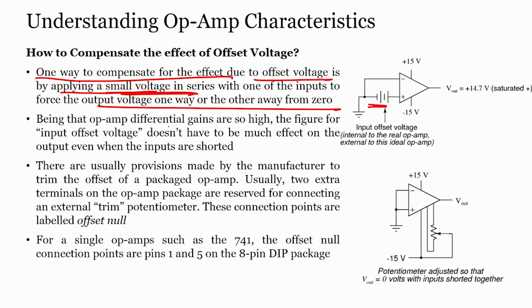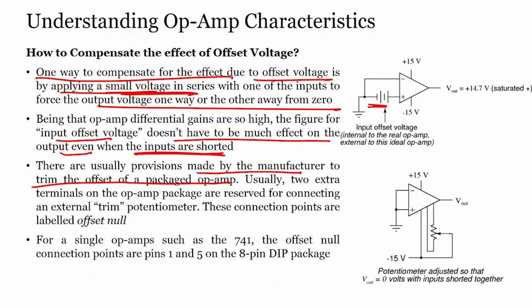Since op amp differential gains are high, the input offset voltage does not have much effect on the output even when the inputs are shorted. Since the differential gain is very high, the effect of the input offset voltage is not really going to affect our output. There are usually provisions made by the manufacturer to trim the offset of the packaged op amp.